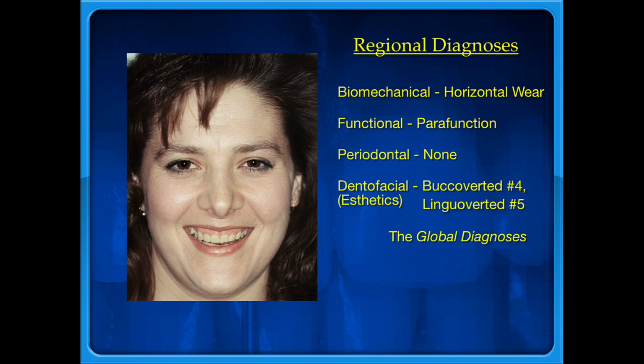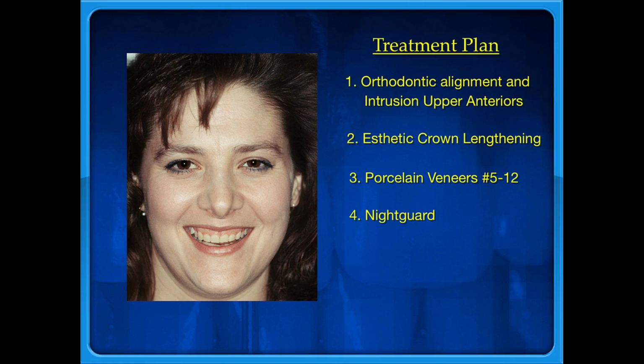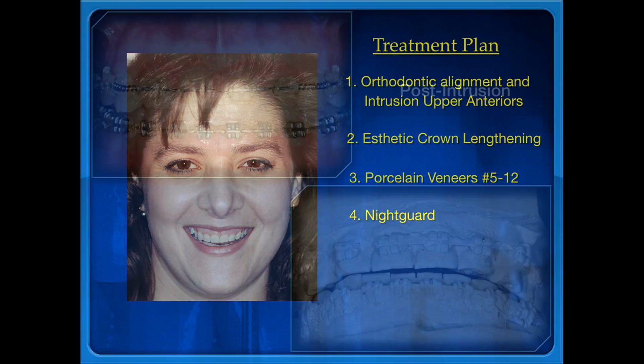The next thing that we do in our system is we then gather what we call regional diagnoses. Regional diagnoses are all those things that we've always collected: periodontal charting, pulp testing, caries, cracked tooth. Those are all regional data. And in her, she's pretty healthy. So there's our problem list. We've got 3 problems from our global diagnosis and 1 problem from our regional diagnosis. So now we're ready to make a treatment plan. In this patient, we're going to do orthodontic alignment and intrusion of the maxillary anterior teeth. We're going to do aesthetic crown lengthening, porcelain veneers, and then finish up with a protective device.